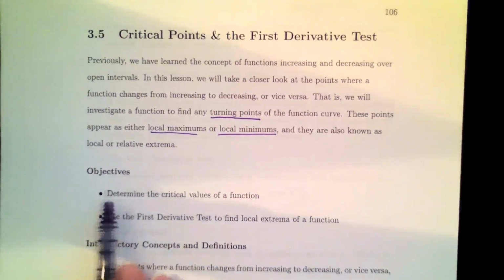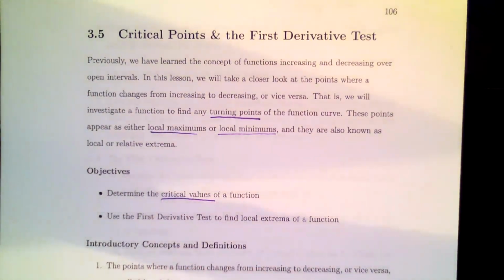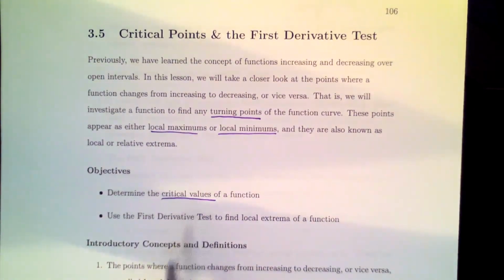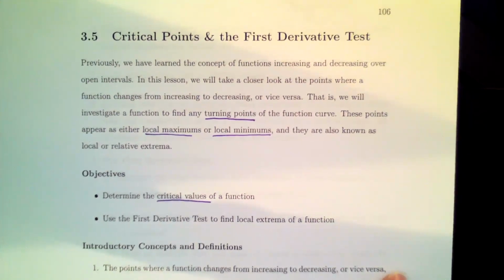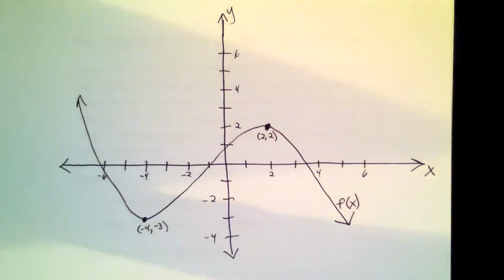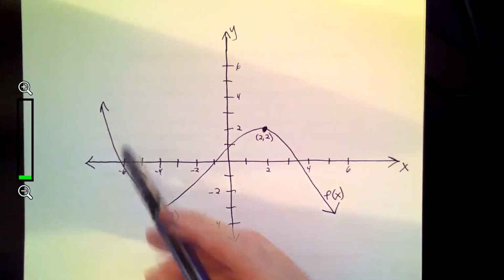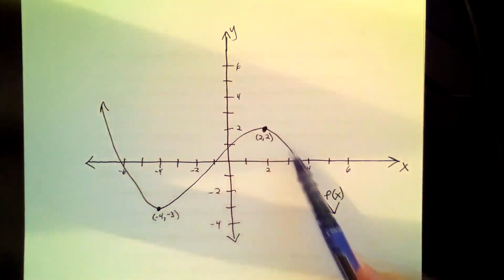So the objectives today are to determine what are called critical values or critical numbers of a function. And then once we have those critical numbers, we will use what's called the first derivative test to find any local extrema. To give you an idea of what we're doing, it's best to show this with a picture. So I have a picture that I artistically drew here, and suppose we have some function curve like so.